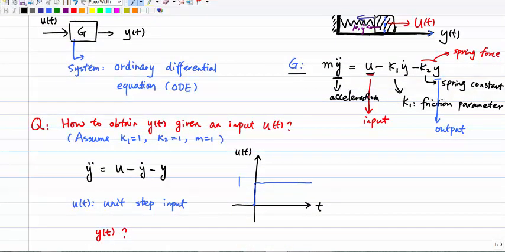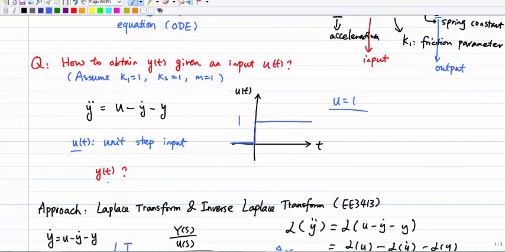To be more specific, let's talk about the input. u of t is given by a unit step input. When t is less than 0, I don't have any input. When t is greater than or equal to 0, the input is a constant, which is 1. So my u is just 1, it's constant. My goal is to figure out what my y of t is. That's the question we're talking about.